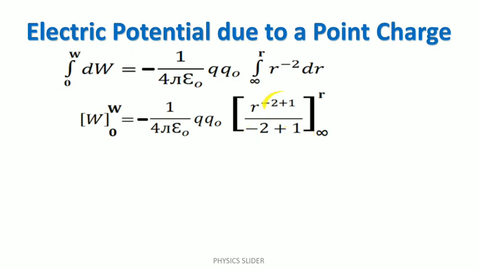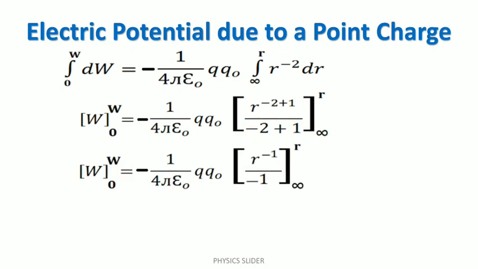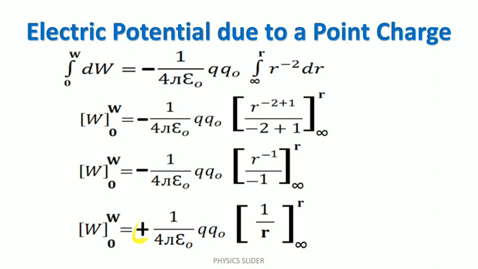Now we will solve these powers. Minus 2 plus 1 becomes minus 1, and also this minus 2 plus 1 becomes minus 1. So this R raised to the power minus 1 upon minus 1. This minus 1 will be multiplied to that minus and will become positive. So watch here, this becomes positive 1 upon 4 pi epsilon naught Q Q naught as it is, and this R raised to the power minus 1 we have written as 1 upon R, and the limits, lower limit infinity and the upper limit as R.